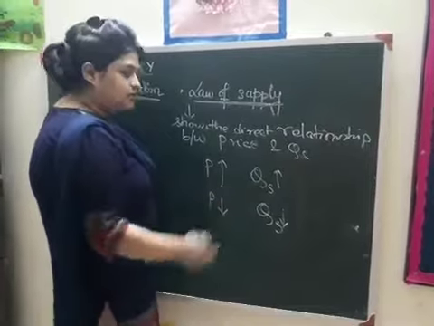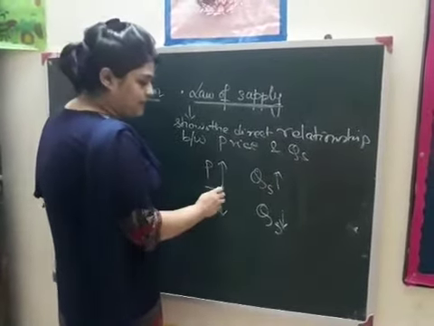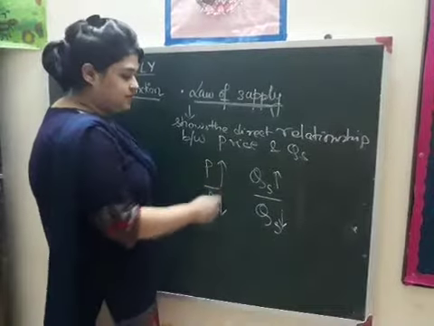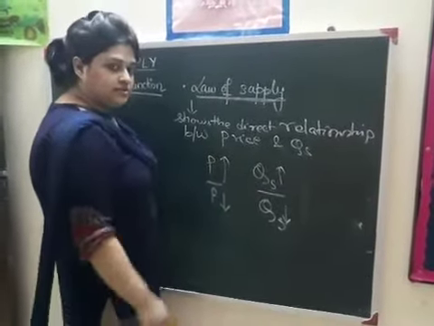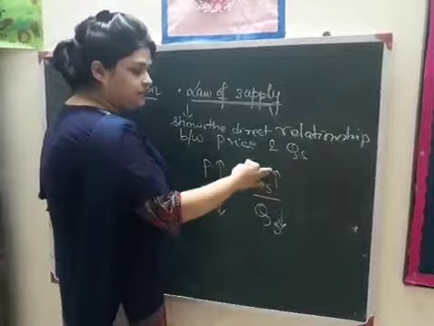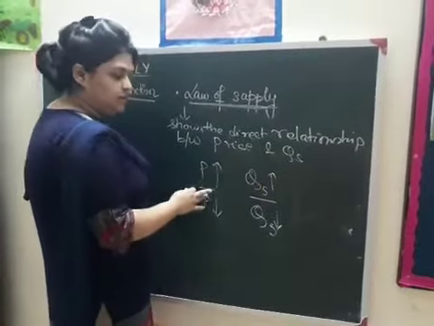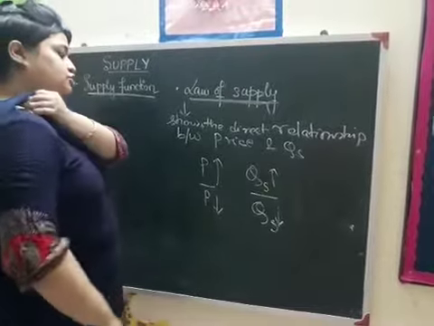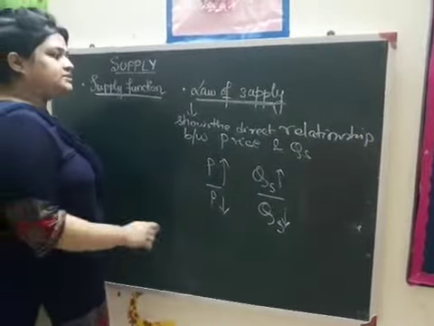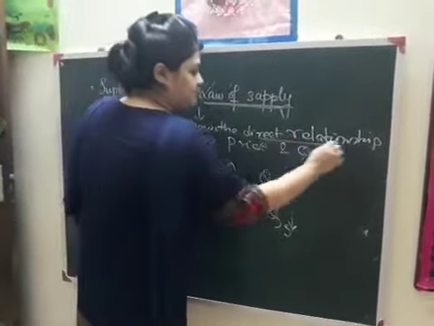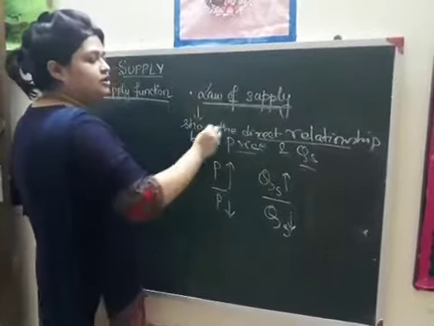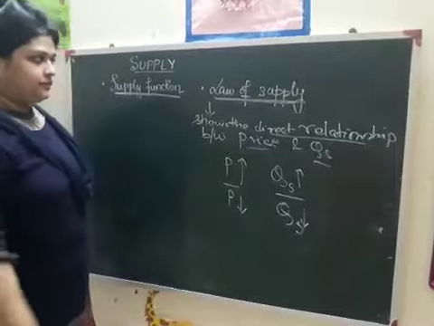So they will be storing the commodity as stock and they will be willing to supply less in the market. So from here you can understand that price and quantity supplied have a direct relation because the arrows are moving in the same direction. When P increases, quantity supplied increases. When P decreases, quantity supplied decreases. So this is known as the direct relationship between price and supply, and this is given by the law of supply.